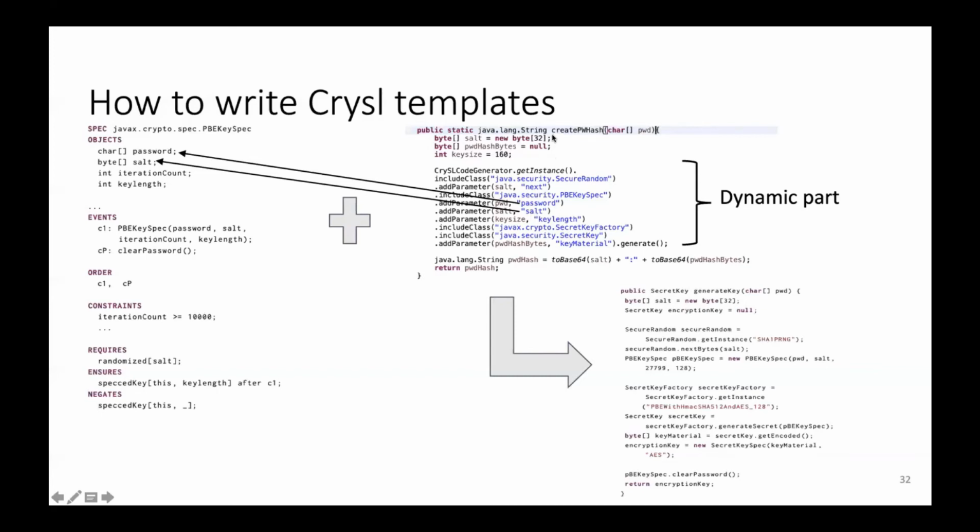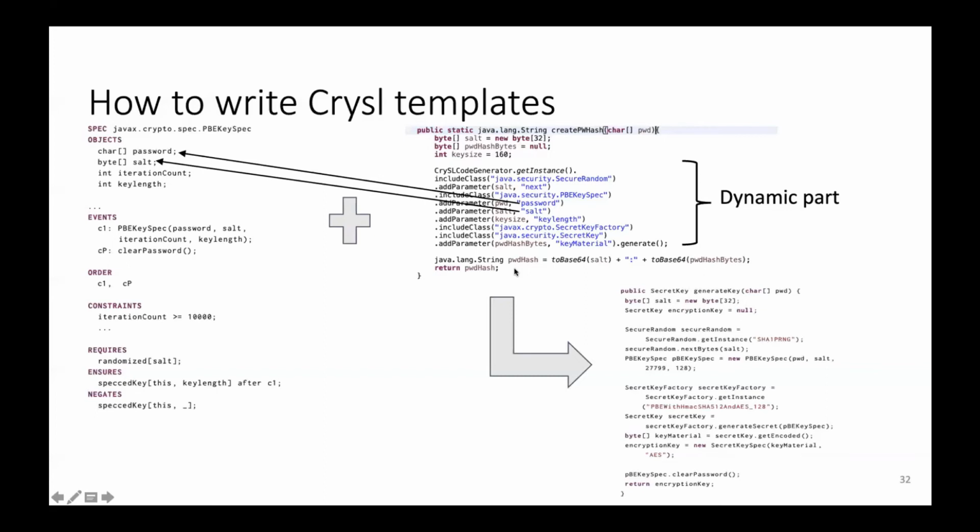That's it. When you write your Krysl template, you only need to say, hey, Krysl code generator dot get instance dot include ABCD rules. For these rules, make sure my static part is linked to the dynamic part like this. And then at the end, you have a way to say dot generate. When you say dot generate, it's just going to generate proper Java code based on these rules.